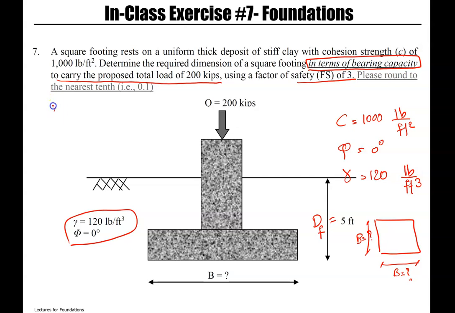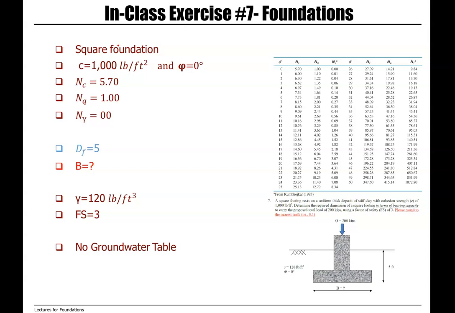So we need to find the ultimate bearing capacity. We have Q applied, and then we can find the minimum required width to avoid failure. The first thing that we need to do is again to find the ultimate bearing capacity of this square footing. So we have a square footing. This is the formula that we need to use.